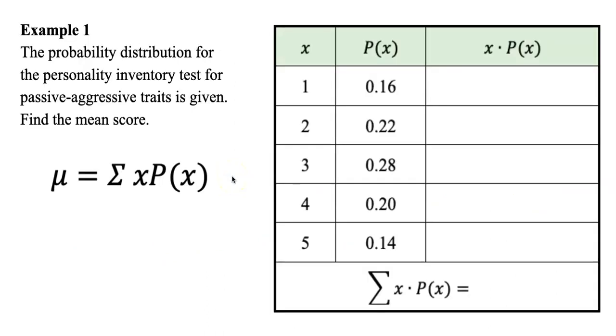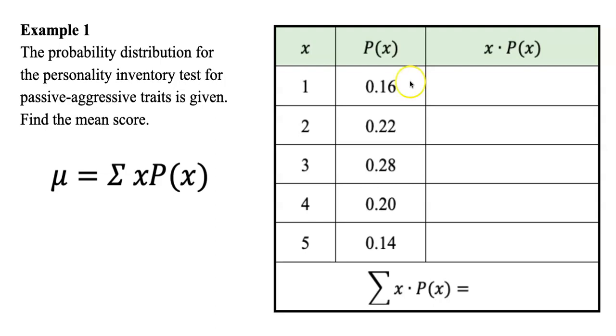So here we go. I have my first example from that same example of the personality inventory test. Remember where they could score 1 for being very passive, 5 being very aggressive, and 3 being neither. The probabilities are still the same: 0.16, 0.22, 0.28, 0.20, 0.14. They all add up to 1. We checked that in our last video. Let's find the mean of this probability distribution.